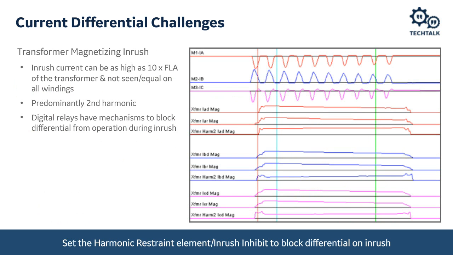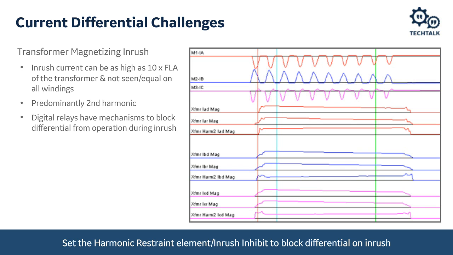The last major challenge that we see when using current differential protection is in how we deal with transformer inrush. So when a transformer energizes, there is a huge inrush of current that flows in order to magnetize the core. During this time, there's little to no current flowing out of the transformer. Inrush current can be as high as 10 times the rated full load amp. And to top that, it's usually either not seen or not equal on all the windings. So without any consideration to the relay, this would appear as a severe differential situation and it would probably trip pretty quickly.